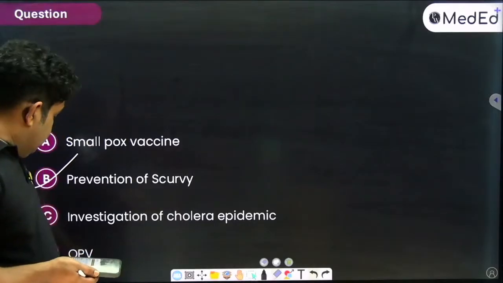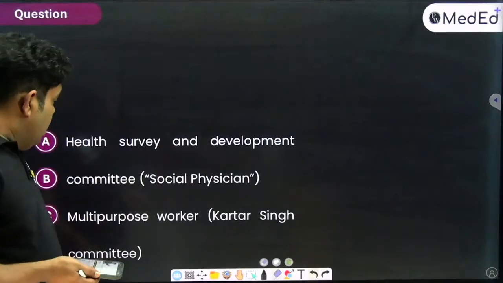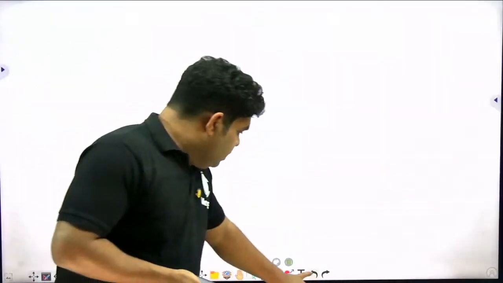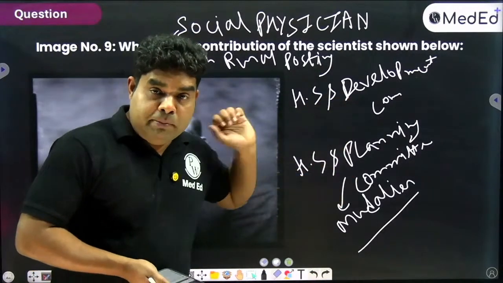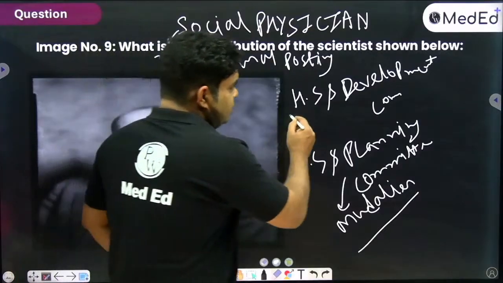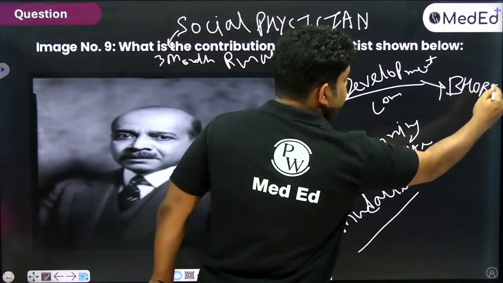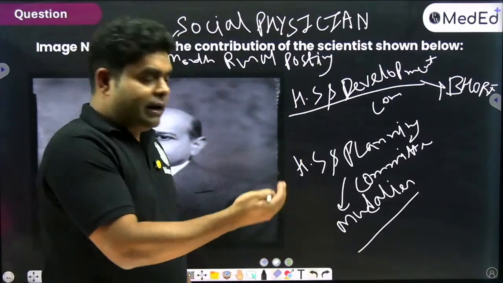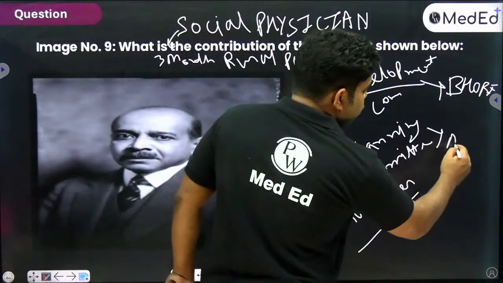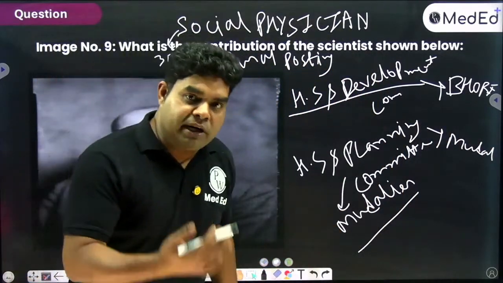And if you look alphabetically also, development D comes before P, planning. So first committee was Bhore, and Bhore is Health Survey and Development. Second committee D, then P, planning is Mudaliar. And Mudaliar and Bhore both said that we need one PHC at 40,000 population.